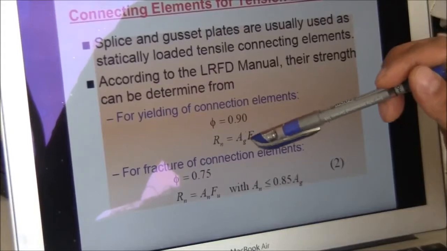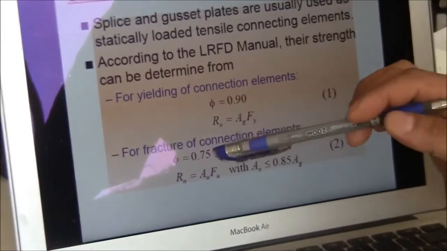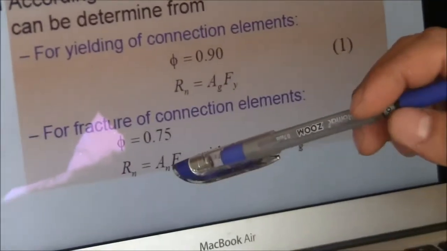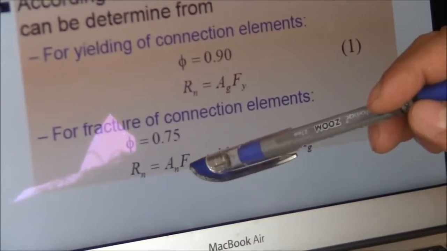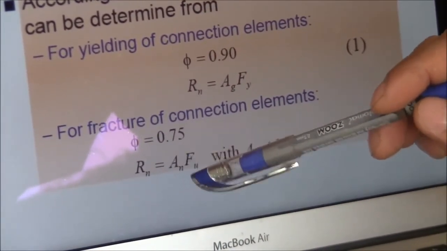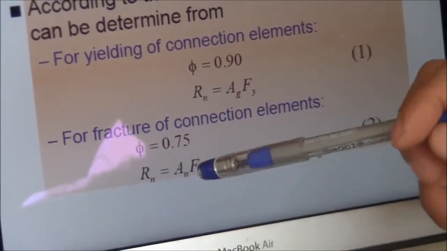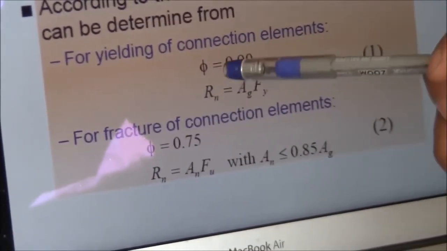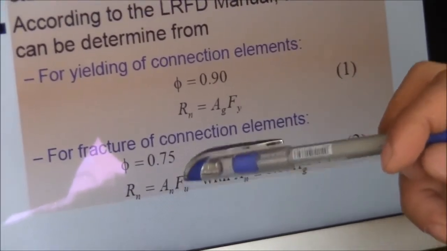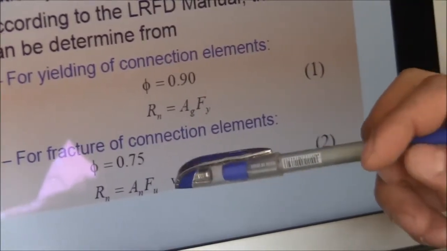But remember, usually the Fy may not be the same for the section. And for fracture, phi equals 0.75 and AN F ultimate. You see AN F ultimate. There is no A effective. There is no U. So the fracture limit state will be 0.75 times AN times FU. Easier than the tension member. In the tension member you have 0.75 times A effective, which is U AN. Here there is no U.